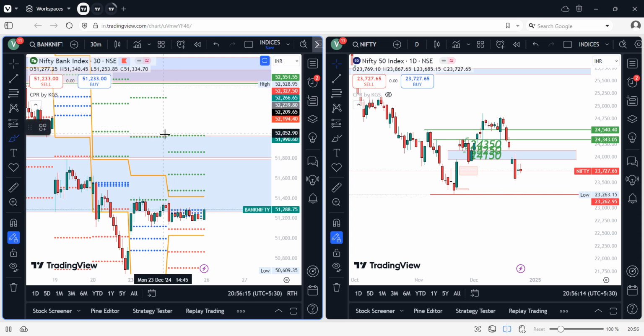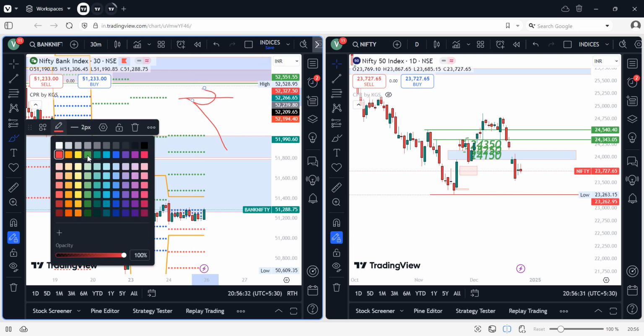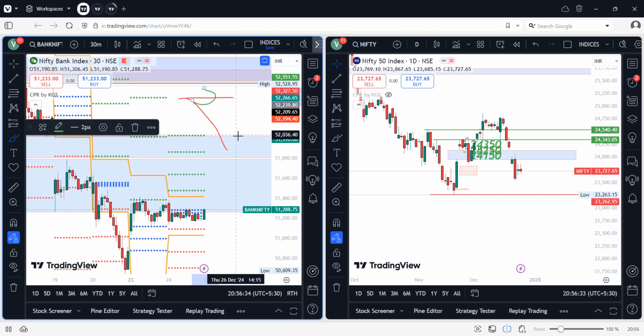A supply zone is where there is a big fall from one point. We call this a supply zone. For example, when there is strong support taken from a level, we call it a demand zone. Can you tell me what the supply zone is in this chart?